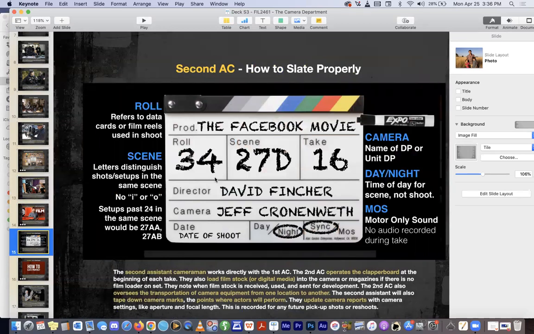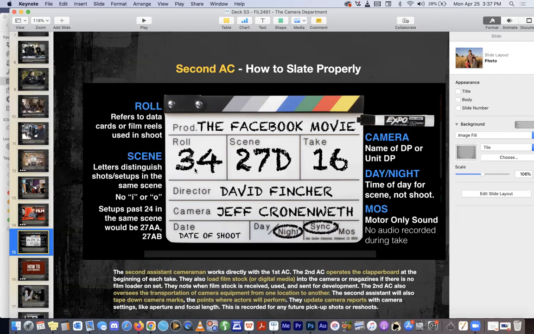If we look at, for instance, I think this ended up being called The Social Network, right? Working title was the Facebook movie. This is what a slate is going to look like. So you have your roll number. This roll number is really associated with a film production process. If it's a digital process, it might be card number instead of roll number. And then you'll have, you know, whatever card number you have.